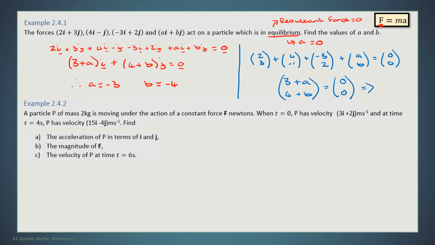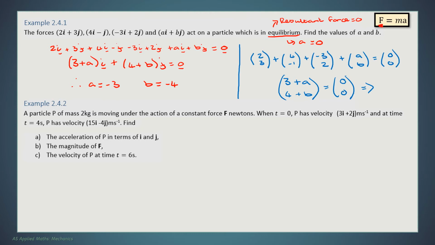Looking at example 2.4.2, a particle P of mass 2 kilograms is moving under the action of a constant force F. F is given in bold here. When we're writing vectors, you'll have noticed I've been underlining the vector components in example 2.4.1, but in the question it's given in bold. So when you're writing a vector, you would underline it because you can't write in bold, but a question would have it in bold. So we know F is a vector just because they've used bold font.